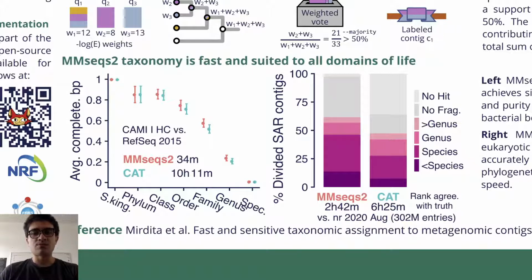On the right, we see a benchmark where we simulated a eukaryotic metagenomic dataset by cutting assemblies of a SAR supergroup into fragments and assigning taxonomic labels to these with both methods. We see that MMseqs2 is much faster while assigning taxonomic labels more accurately at all levels. MMseqs2 taxonomy's fragment step does not rely on predicted bacterial genes and is suited for all domains of life.